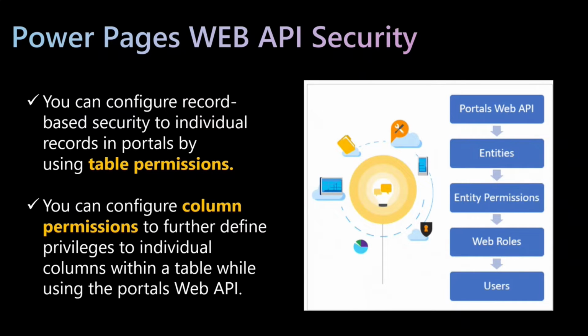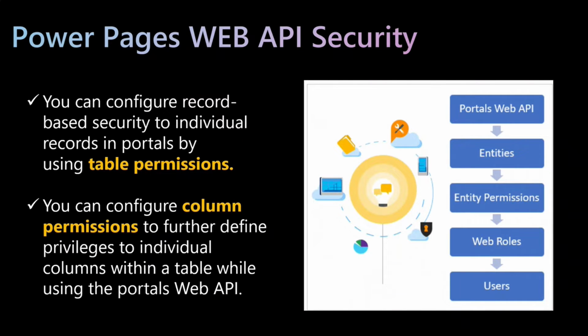Obviously, since the portal Web API is going to perform the CRUD operations in the Dataverse, there should be proper security in place so that we can control who is authorized to perform transactions on the Dataverse. Okay, so we have the table permission that we already discussed, which can control at the table level whether you can perform the operation to create data in the table, read the data, update the data, or delete the data.